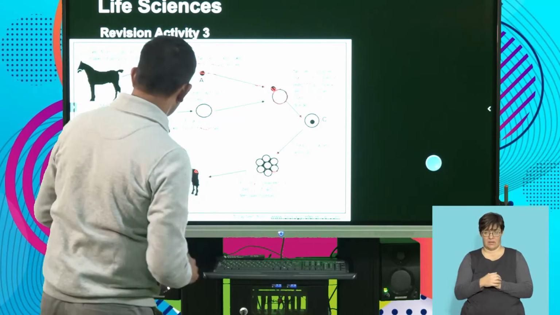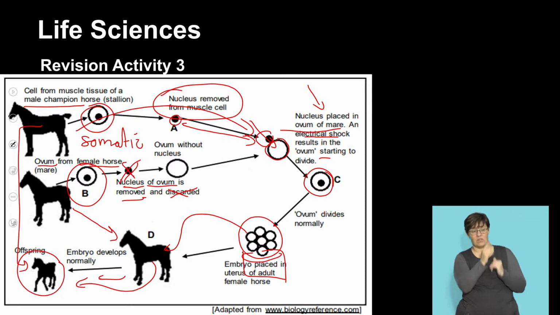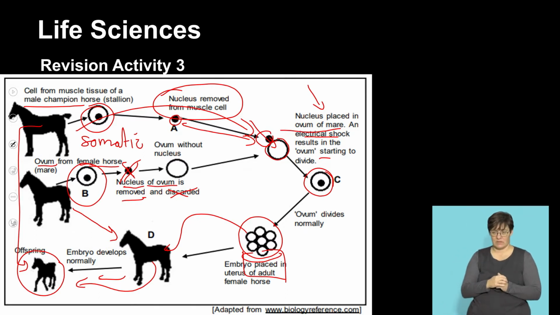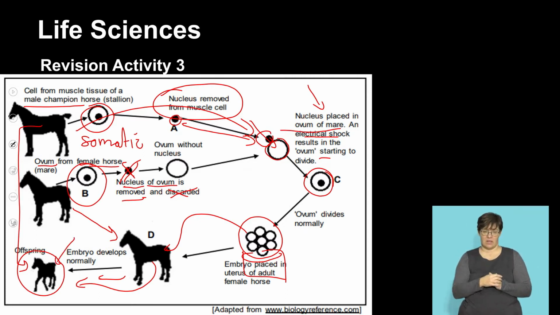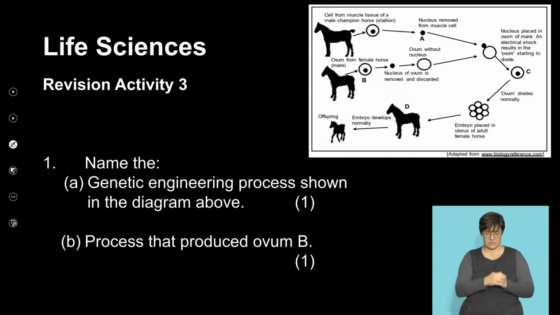So let's try and unpack what happens. After a period of time, this female will give birth to a mare, an offspring, that has the genetic information of the individual that donated the somatic cell. And we refer to this process as cloning, and the technique that has been used is called somatic cell nuclear transfer. And so we use the acronym SCNT, which points to how the nucleus has been transferred. So let's get to some questions based on this.